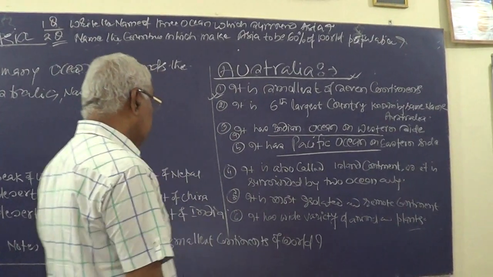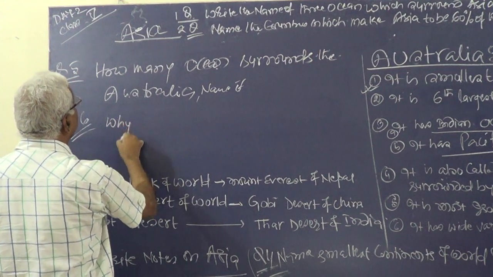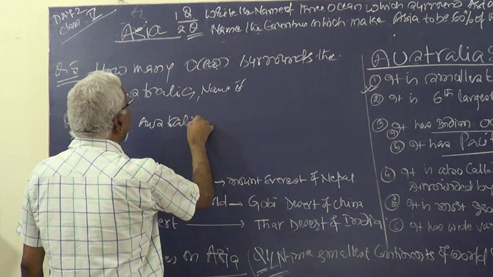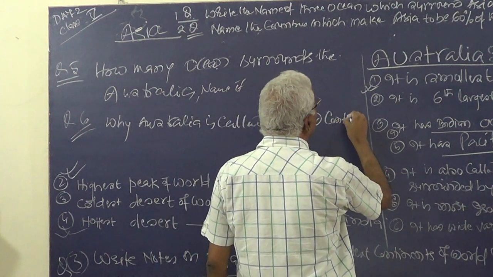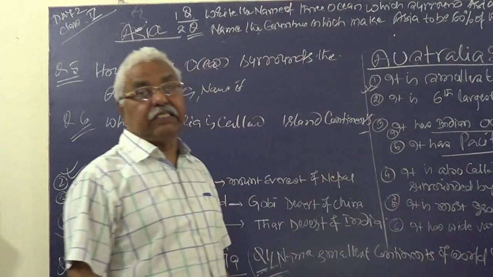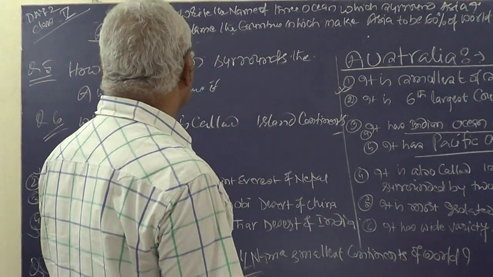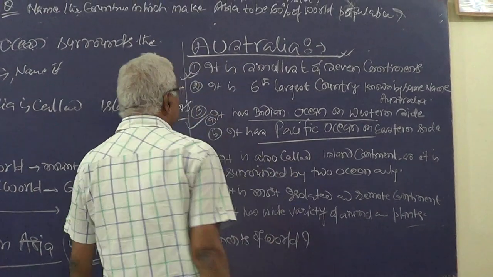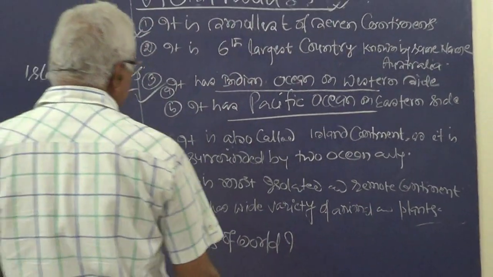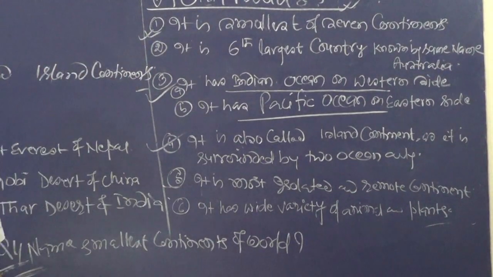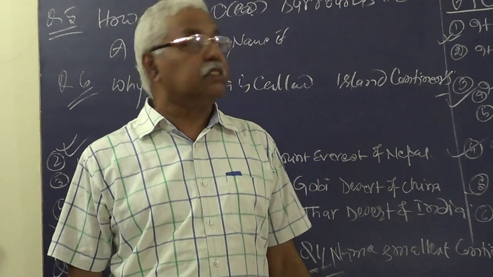Now, why is it called an island continent? Question number six: why is Australia called an island continent? It is because the complete Australia is surrounded by two oceans. That's why it is known as island continent. Now we have discussed it. It is the most isolated and remote continent. It has a wide variety of animals and plants, endangered species, and very unique types of animals are present in Australia.